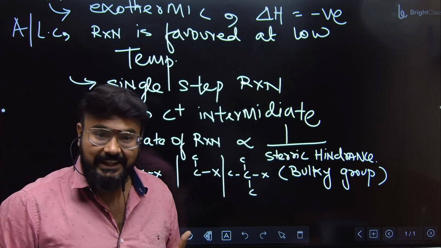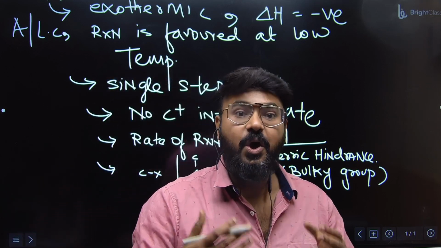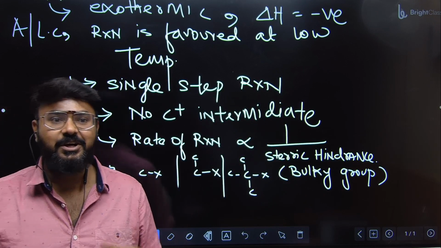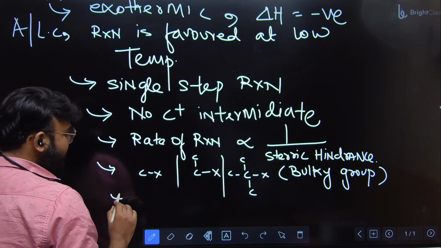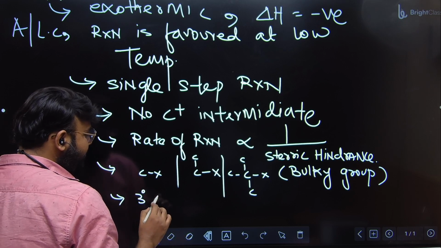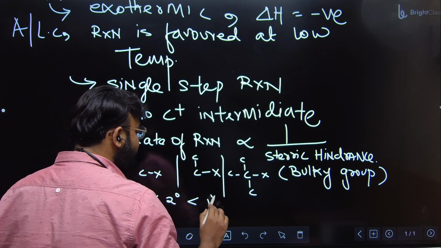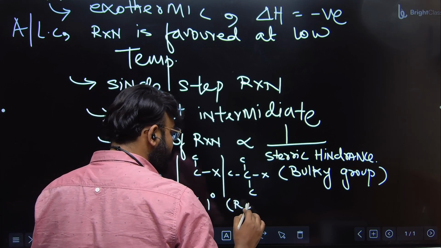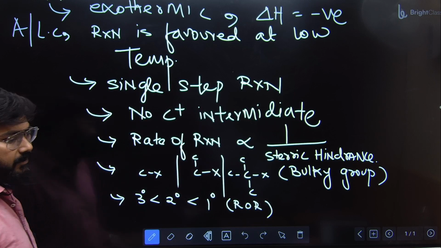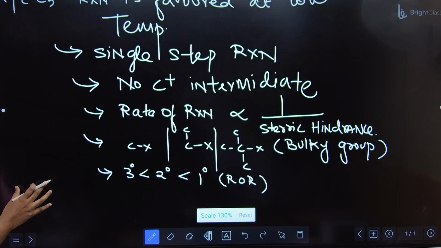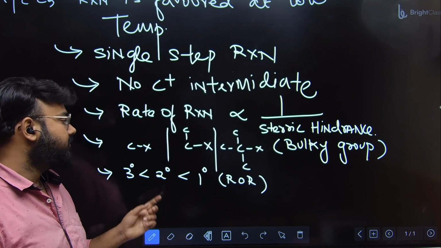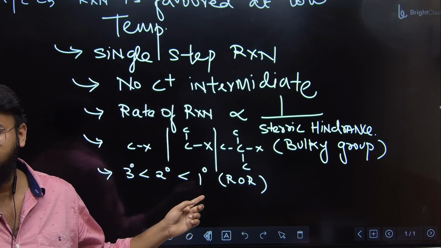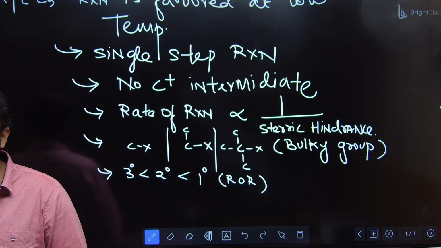So that means in this case, the rate of reaction is 1, 2, and 3, just the reverse of SN1, which was 3 to 1. So the order of reaction is 3 degree is the least, then 2 degree, and 1 degree is the fastest. I hope it's clear. Rate of reaction, ROR. Okay, Shreya, you got this? 3 degree, 2 degree, 1 degree. Okay, 1 degree will be the fastest. Shubham, you got it, no? Just the opposite. All right.